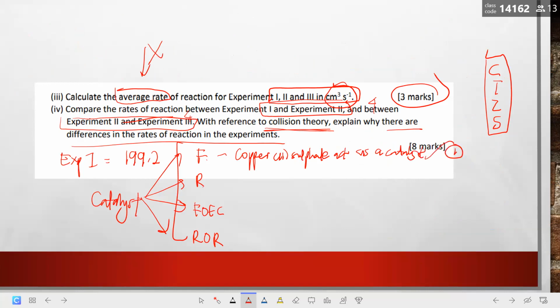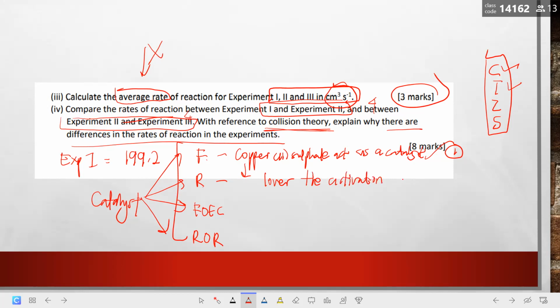Who wants to help with the reasoning? What does a catalyst do? 2 points here. What is the definition of a catalyst? Lowers the activation energy. Yeah, and Tinesh, still helping. Thank you. But I want to hear the rest. Never mind, still carry on. Copper 2 sulfate, the catalyst will lower the activation energy. Very good.